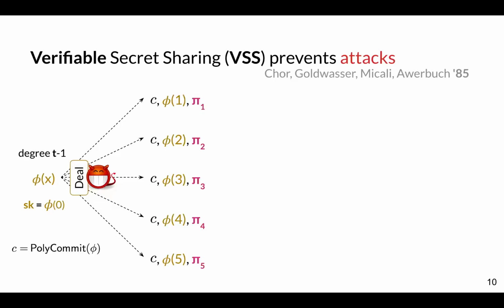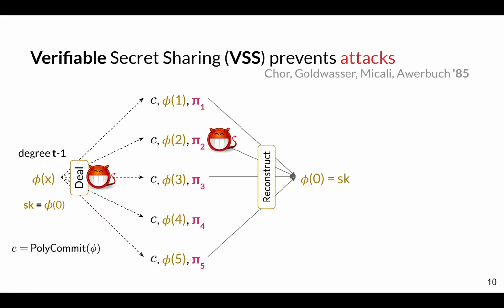And some of you might notice that you might be able to break this by giving different players different commitments. But again, I said broadcast channel. So the dealer broadcasts C to all of the players, and the broadcast channel ensures that all players agree on the commitment C. So that prevents the dealer from giving different players different shares of different polynomials phi.